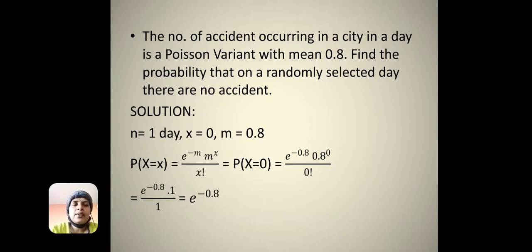The e power minus 0.8 answer we can get from the Poisson distribution statistical table. If the problem contains the e power value, the exponential value, that should be substituted. If it is not mentioned or not given, the answer will be kept like that.